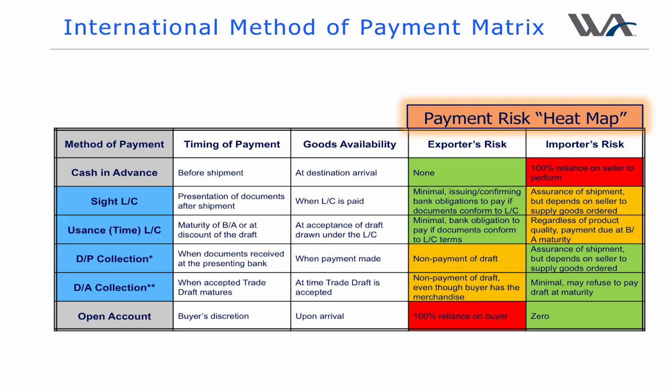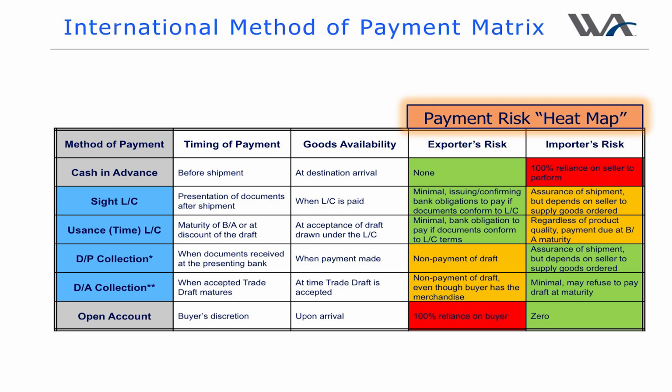So as you look at the chart that I've laid out here, you'll see we go in sequence from cash in advance through letter of credit and collection type of transactions back to the cash from the standpoint of the buyer. So we'll think about it in terms of you as the exporter.